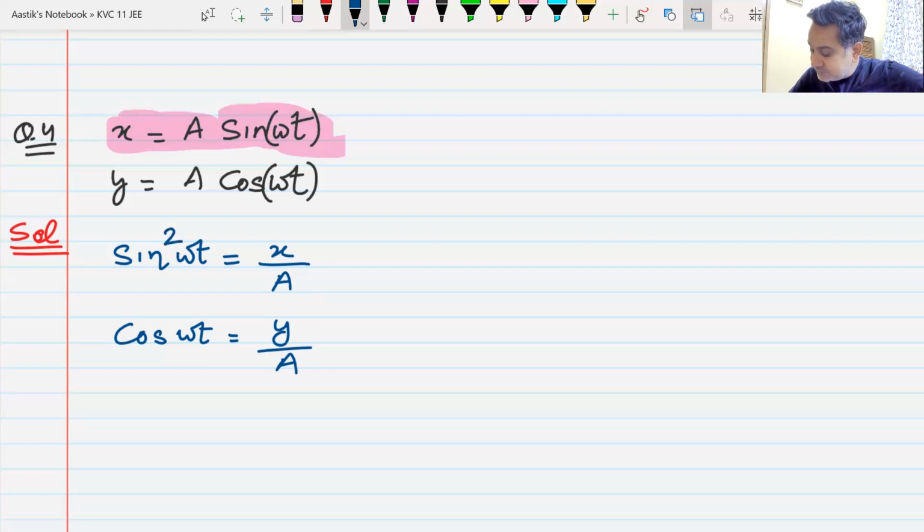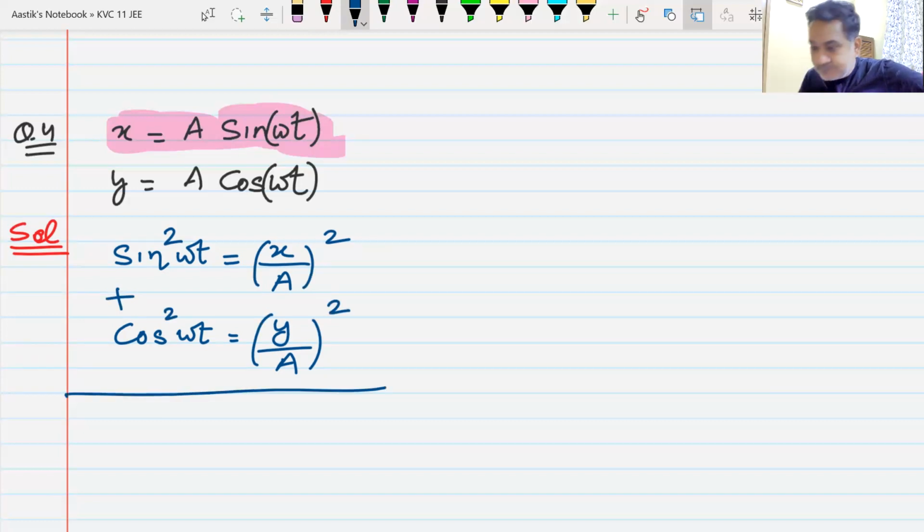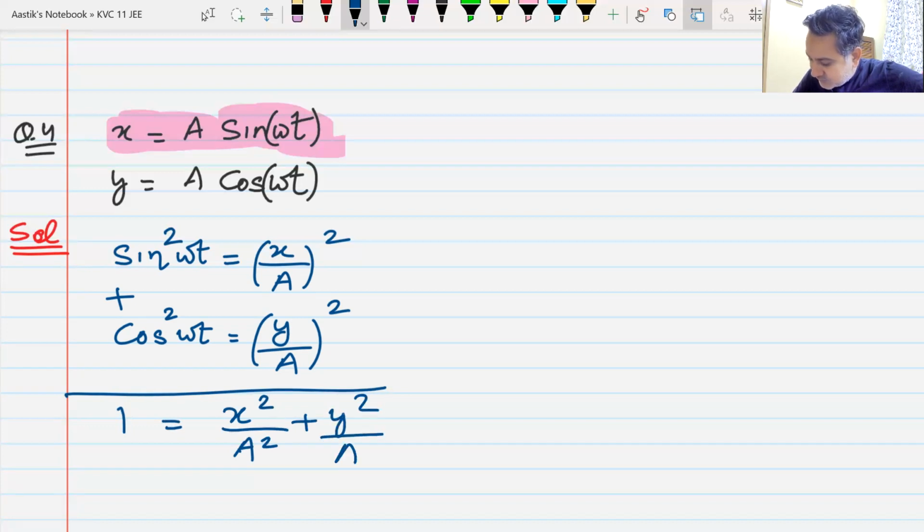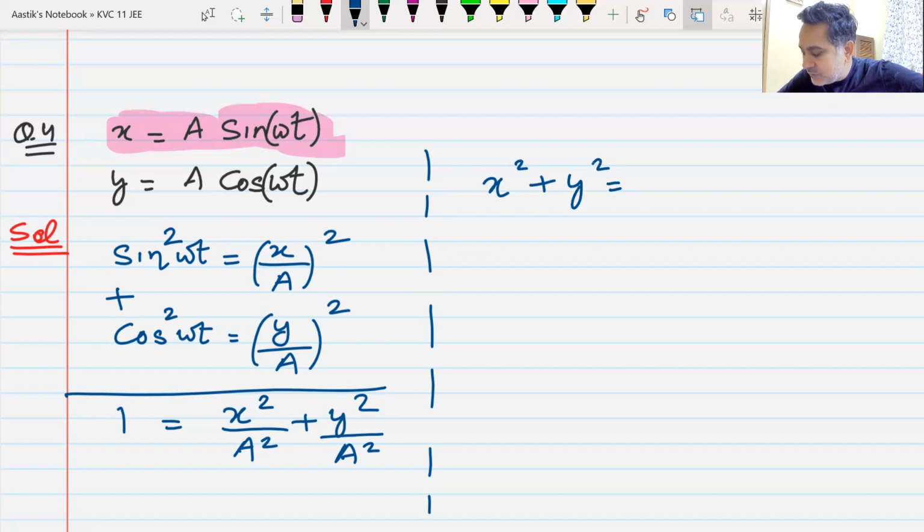I square it. I square it. And then I add. Sine square something plus cos square something is equal to how much? 1, sir. So this is equal to x square by a square plus y square by a square. That means I land up with the equation x square plus y square is equal to a square.